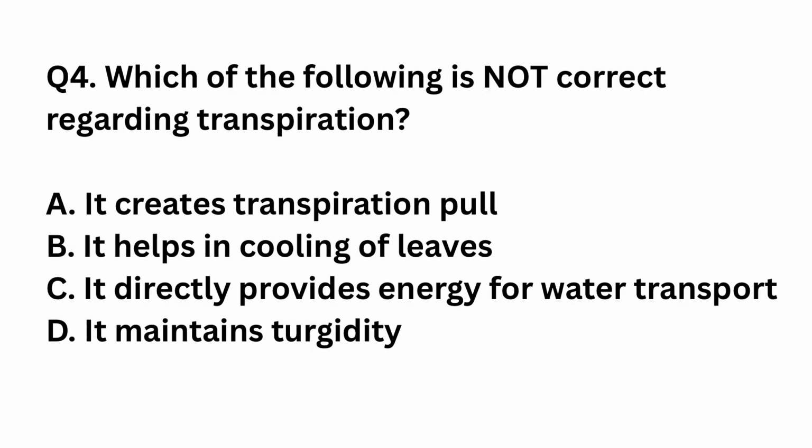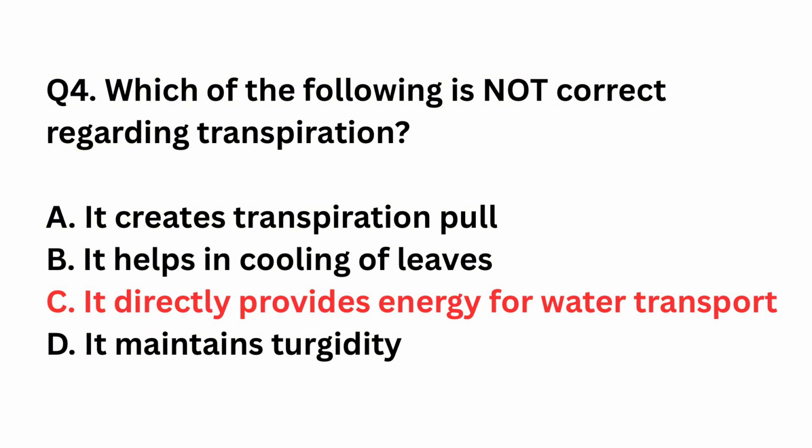Question number 4. Which of the following is not correct regarding transpiration? It creates transpiration pull, it helps in cooling of leaves, it directly provides energy for water transport, it maintains turgidity. The right answer is option C. It directly provides energy for water transport.